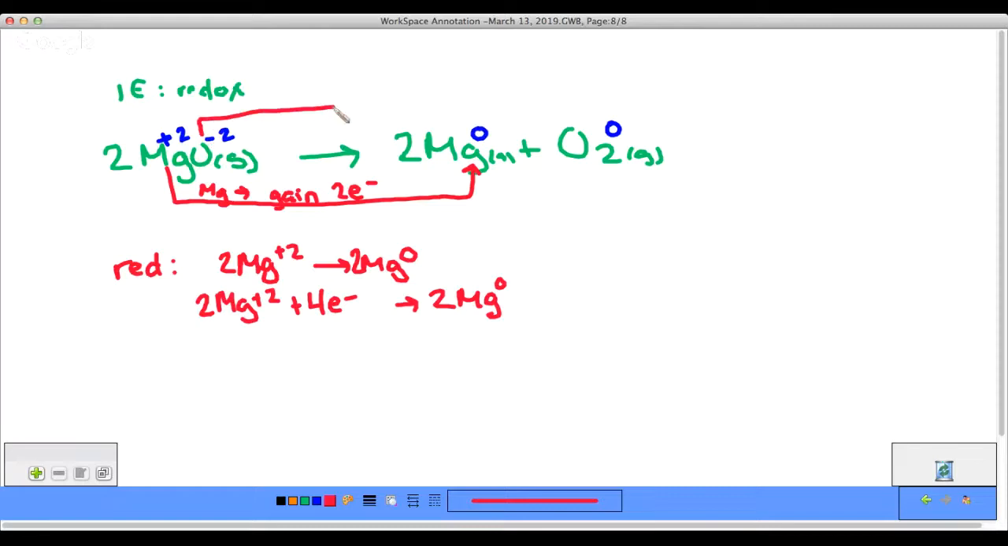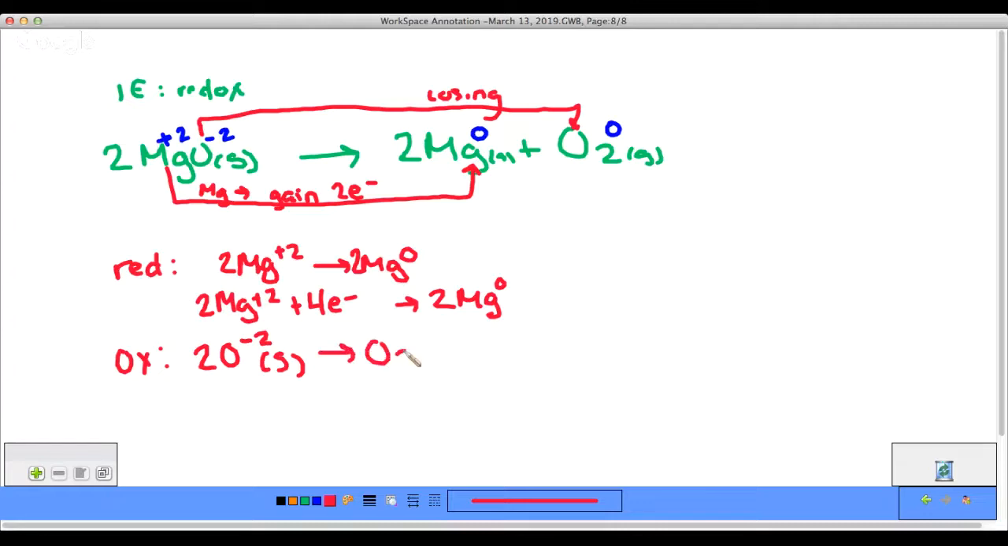Over here we have oxygen, and oxygen is going from a -2 to a 0. So this is losing electrons, and that's going to be oxidation. We have 2 oxide ions, and we are producing oxygen gas, which is neutral, and it's losing 4 electrons. So again, with these problems, it's important to note that the electrons gained by one thing are the electrons lost by another. You definitely want to make sure that they have the same amount.